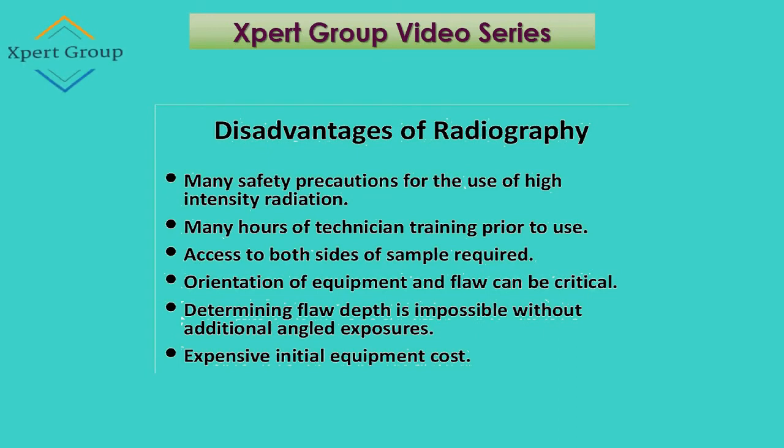Access to both sides of the sample is required, meaning access to the upper and lower sides is required for radiographic techniques. Orientation of equipment and flaw can be critical. You can have an image after doing the radiography, but the analysis of that image is very critical. A person of great experience needs to examine that specimen to find any kind of flaw in it. That can be a disadvantage of radiography.